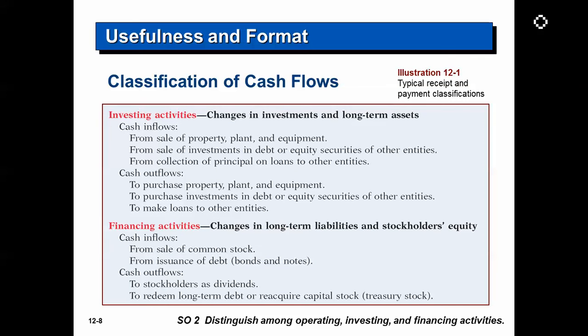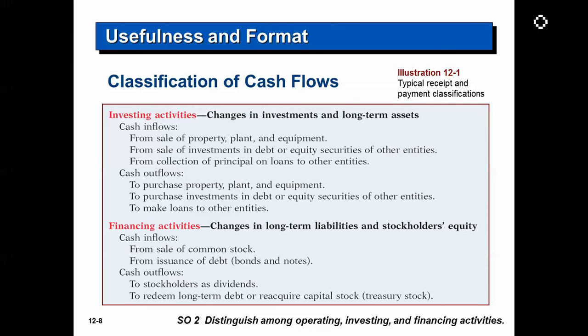Investing activities: if I sell property, plant, and equipment, that's cash coming in, cash inflow. If I sell some of my debt or equity investments or marketable securities, if I collect on principal of loans, those are cash inflows from investing activities. Cash outflows: if I purchase property, plant, and equipment. And most of the time that would be the major cash outflow.